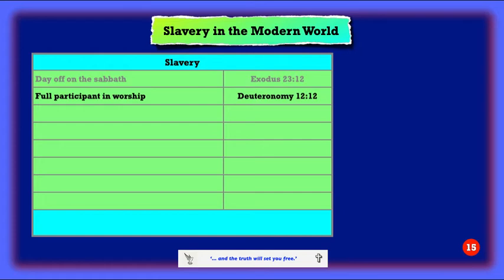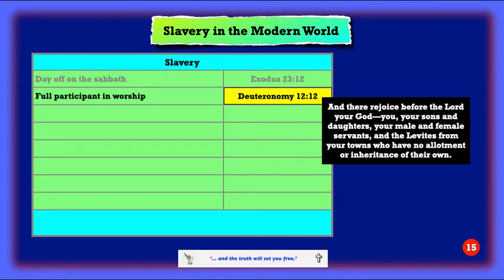In Deuteronomy, it speaks about slaves or servants, the same word, remember, in worship. They are to rejoice before the Lord your God, you, your sons and daughters, your male and female servants, but that's the same word as slaves, the Levites from your towns who have no allotment or inheritance of their own. No other society or culture had that provision for those who were slaves or servants.